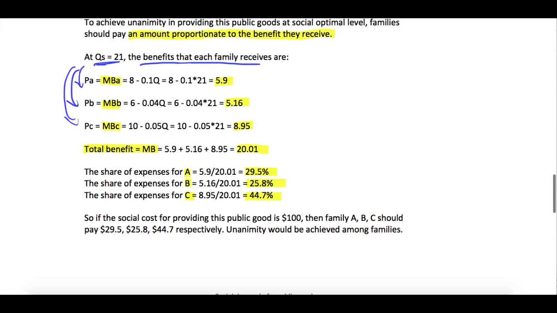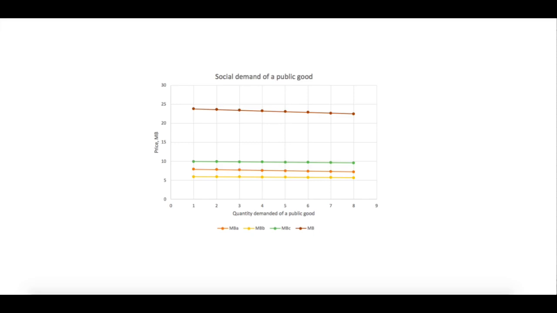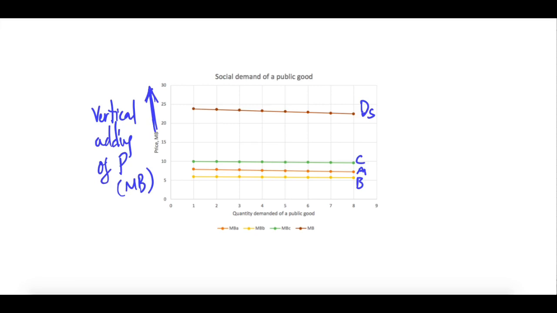So each family will contribute or share the expense depending on the benefit they receive. And this graph shows the social demand of public goods. Family A is the orange color, family B is the yellow color, and family C is the green color. And so this is the social demand. This is the vertical adding of P, or marginal benefit, of all individuals in society at each level of output.